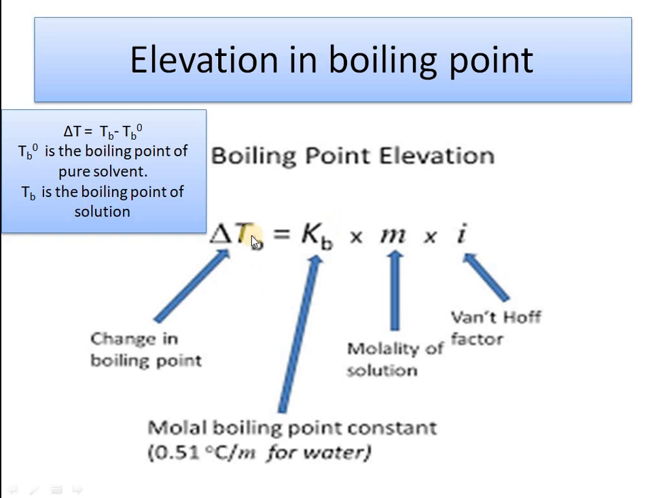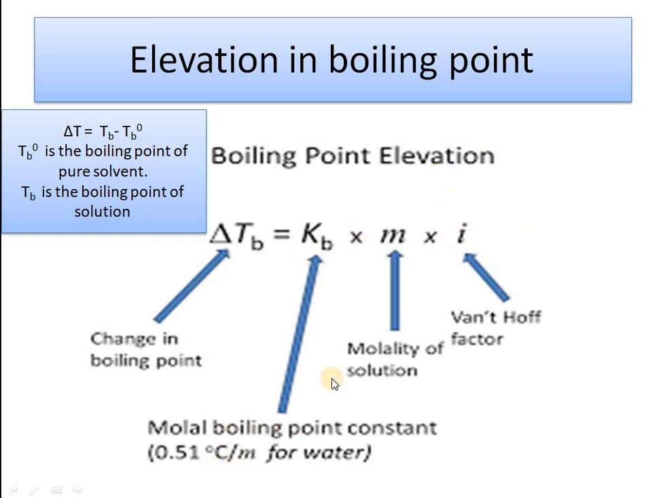So if molality is 1, delta TB is equal to Kb. The i factor we will take up later; you just take i as 1, because that will come at the end of the chapter. Delta TB is equal to Kb into m. That's the main formula, you just take it into account. So now if m is 1, molality is 1, what will happen? Delta TB is equal to Kb.